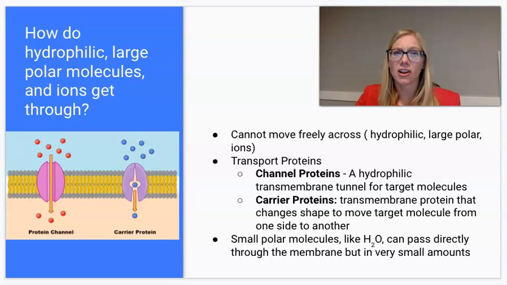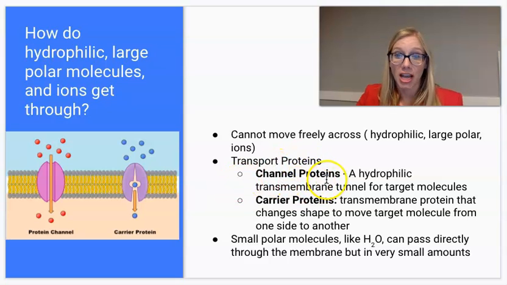So how do these larger hydrophilic or polar molecules or even ions get in and out of the cell? Because they need to do that as well. They need to move from one location to another. They can't move freely. They're too big and they're charged. We have these hydrophobic tails, so they're not just going to be able to fit through. So we have to use something called transport proteins. And there are two main types of transport proteins that we need to know.